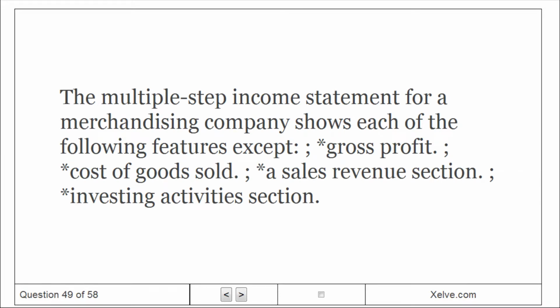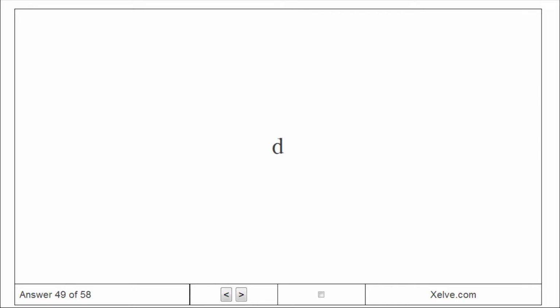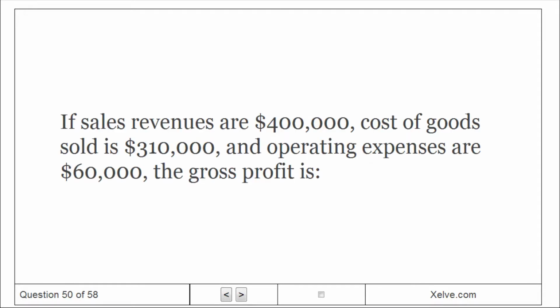The multiple-step income statement for a merchandising company shows each of the following features, except gross profit, cost of goods sold, a sales revenue section, investing activities section. Answer: D. If sales revenues are $400,000, cost of goods sold is $310,000, and operating expenses are $60,000, the gross profit is $90,000.